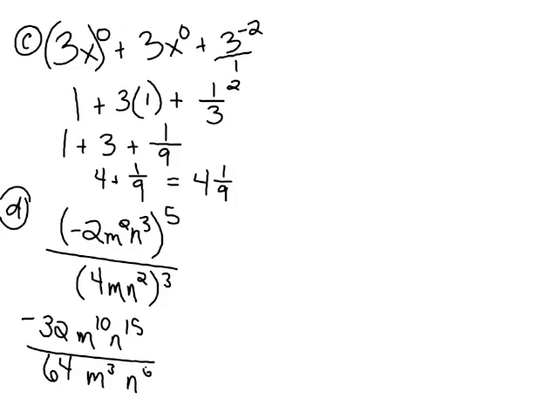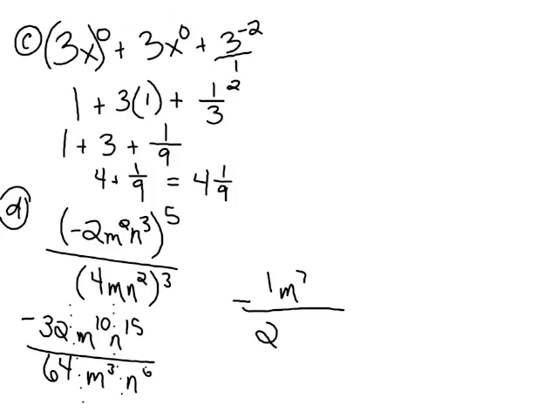Okay, now I want to simplify, so I'm going to draw my dotted lines in. 32 over 64, how will that simplify? 1 over 2. Is it going to be positive or negative? Negative. Okay, so I still have a negative 1 over 2. How about my m's? I have 10 up here and 3 down here. So 3 of them cancel. Okay, so the 3 on the bottom will cancel out, so what's 10 minus 3? 7. So I'll have m to the 7th.